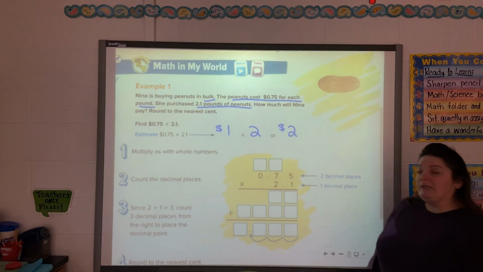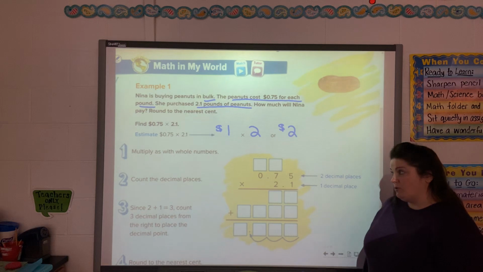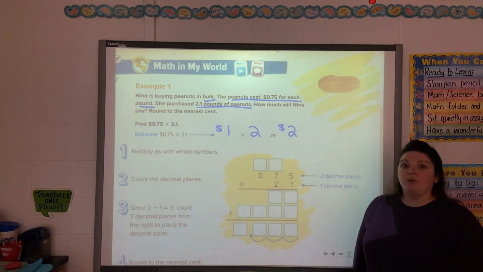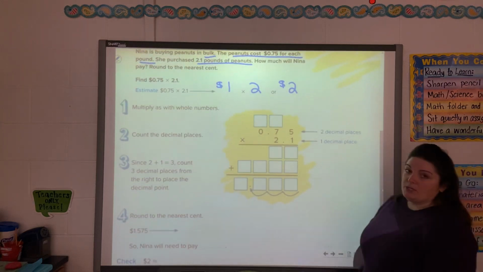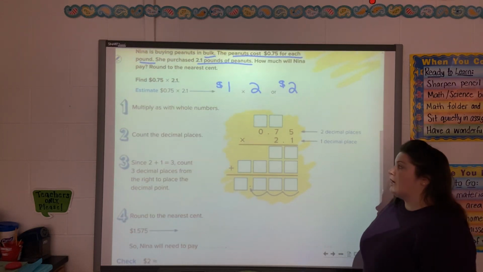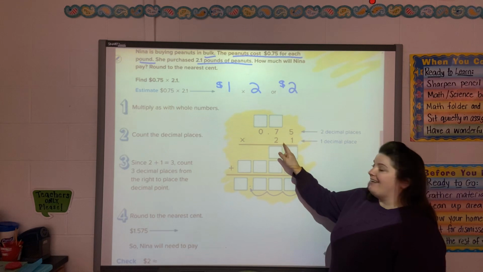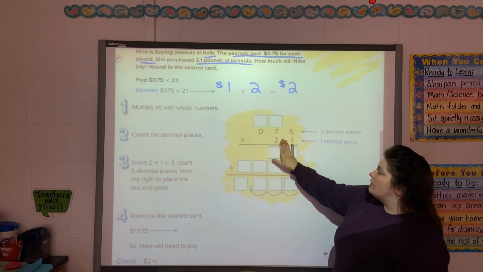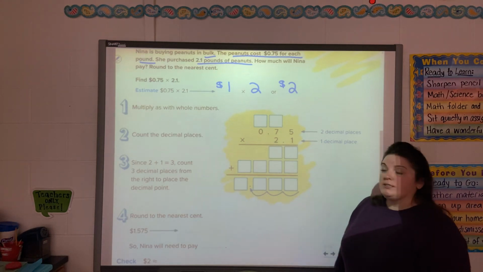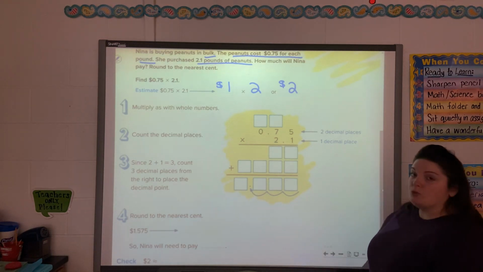To multiply decimals by other decimals, we just multiply as if they were whole numbers. We do not focus on lining up our decimal points. This is not addition or subtraction. Notice we do not line up the decimal points. We don't force that. So we can ignore the decimal points and write it as if they were whole numbers, 75 and 21.